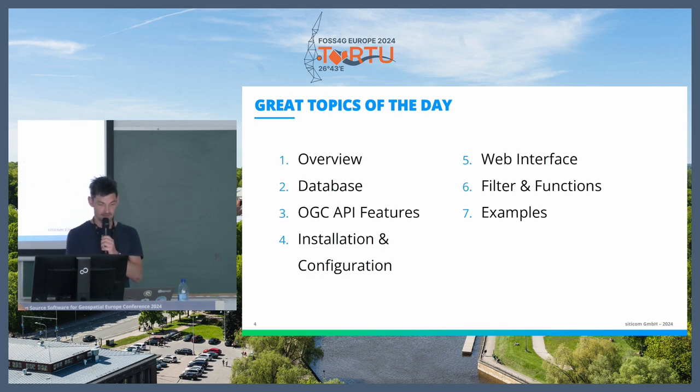So first, the overview. I will give you an overview about PG Feature Serve, then also why it's only reading from a database and why it's only publishing via OGC API Features. How to install and configure it. Then I want to show you the web interface and how you can filter and use PostGIS functions, and then also some examples where it's used.